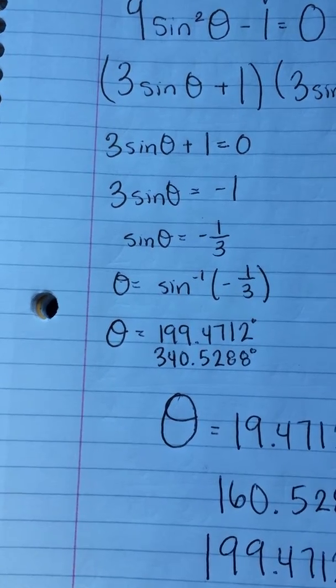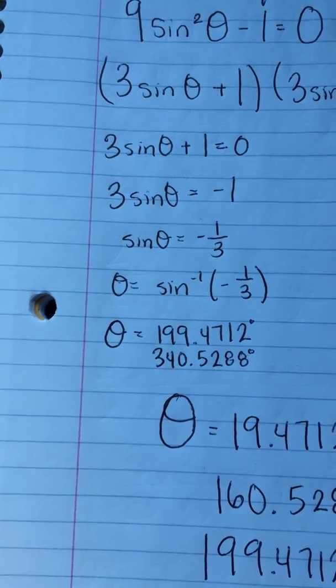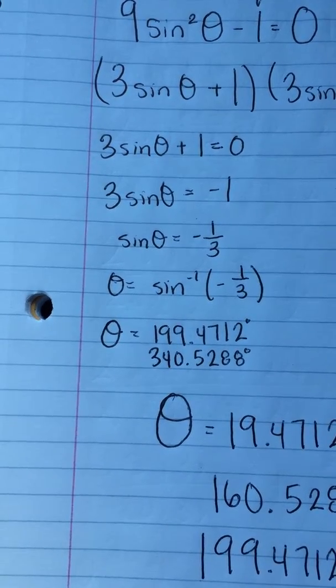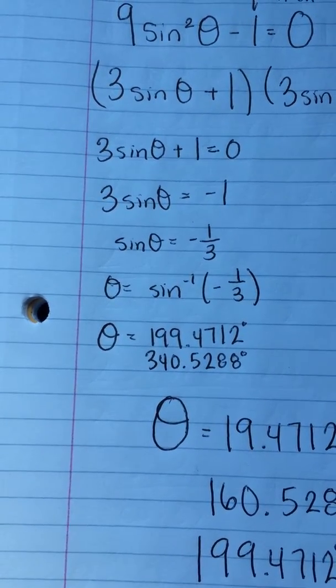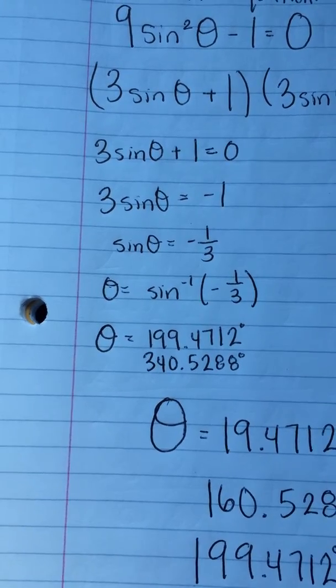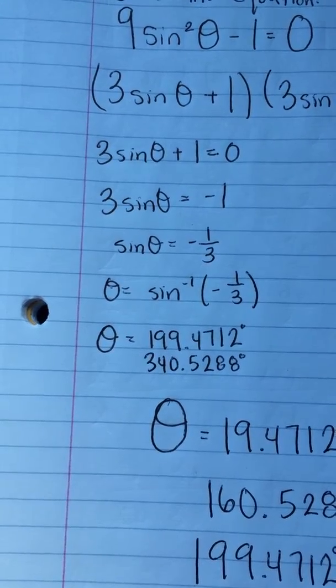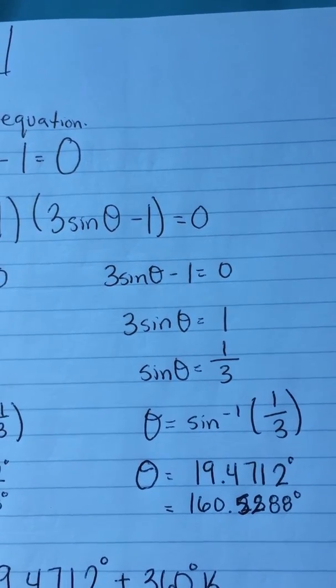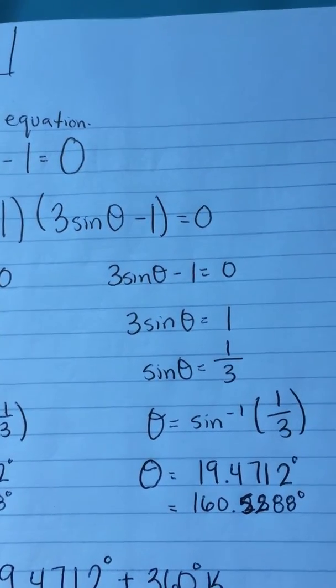And given the conditions, we have to find the reference angle of that, and being that 199.4712 is actually in quadrant 3, we have to find another angle where sine is also negative, and we find out that that angle is 340.5288 degrees.